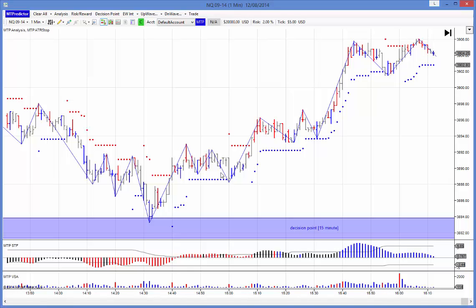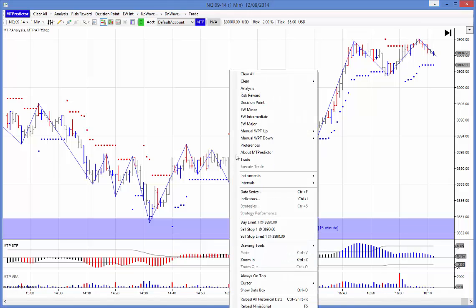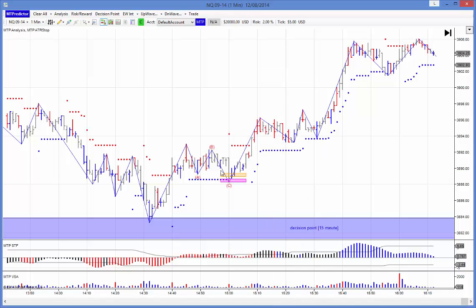Here we have a correction. But what type of pattern is this correction forming? Well, we right mouse click over here, we do Elliott Wave Intermediate, and you can see it actually unfolded as an ABC. So this is the basic concept or the basic pattern of a Holy Grail trade setup.